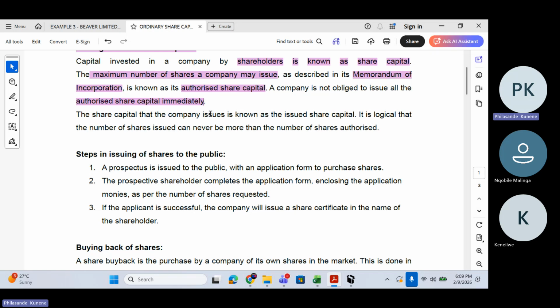What are we doing when we issue shares? We're inviting the public to say, these are the shares that we have at the company. Can you please buy them so that we can raise capital? And then people will come and buy those shares. Whoever is interested will come and buy, and they give us money, and then we give them their share certificates stating the number of shares they own in the company, which means now they are part of the company.